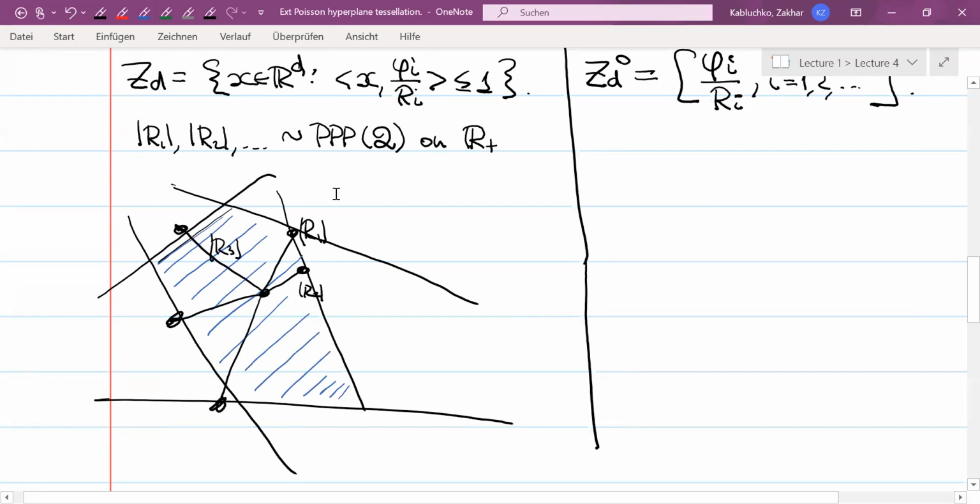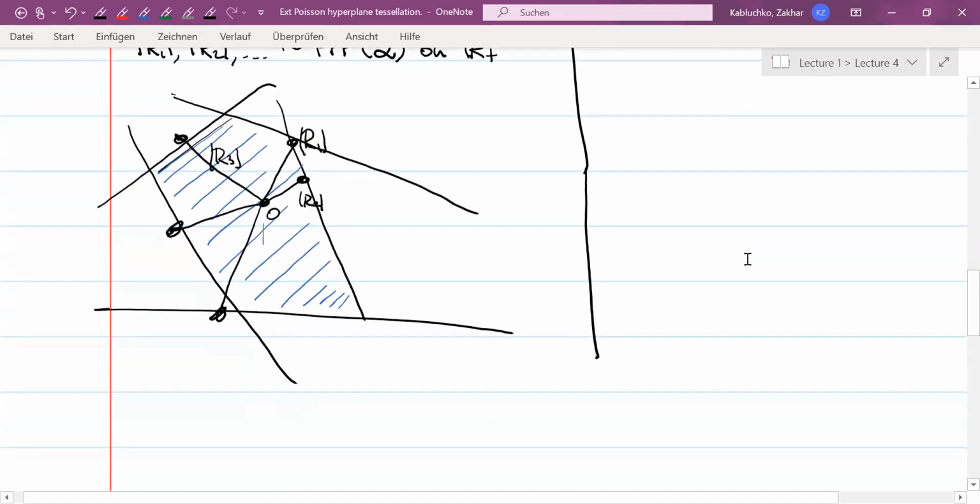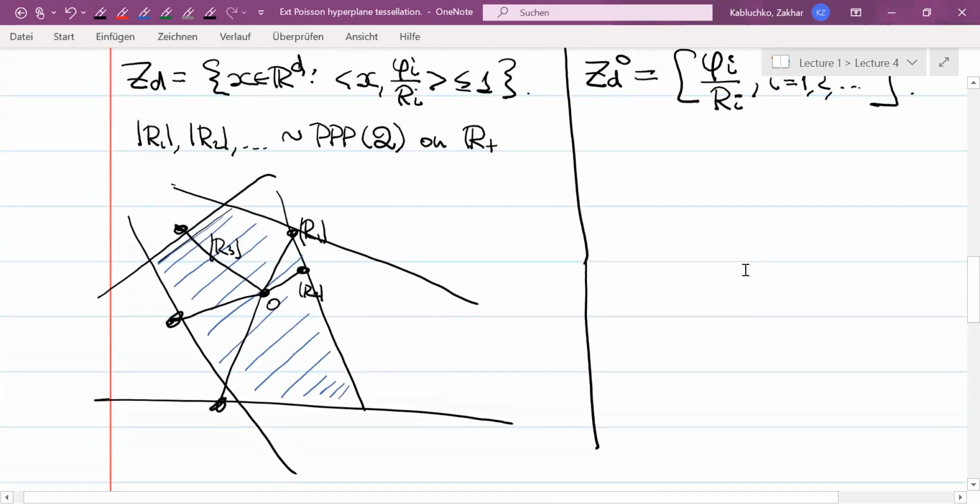Now, what is the dual of this construction? The dual is that, and this is the origin, we take the points phi_i over R_i and construct their convex hull. What is done here is just the inversion with respect to the unit sphere. If we take the unit sphere and take the inverse of these points with respect to the unit sphere, then these are exactly these points up to signs. And their convex hull is the dual of the Poisson zero cell.